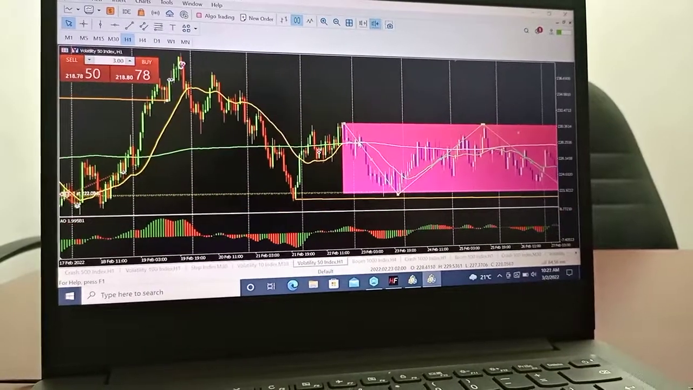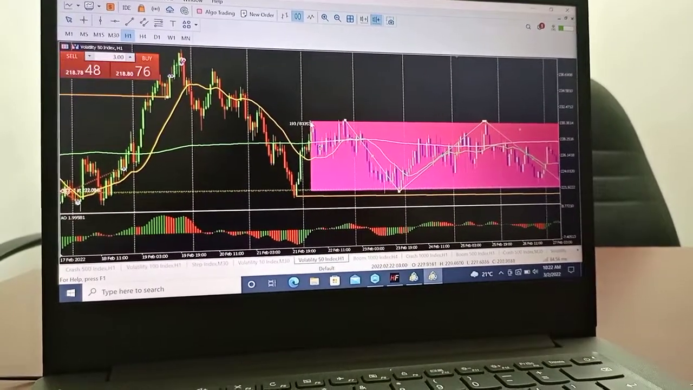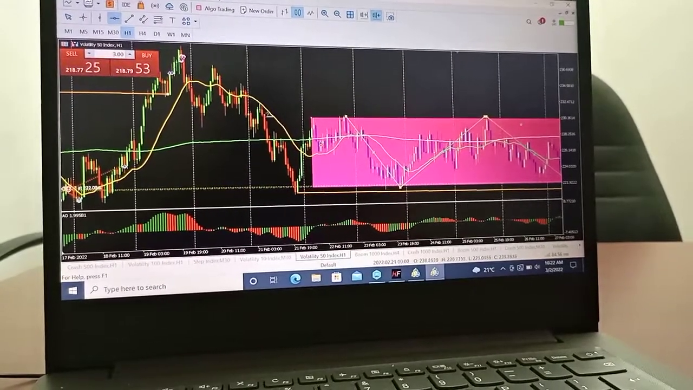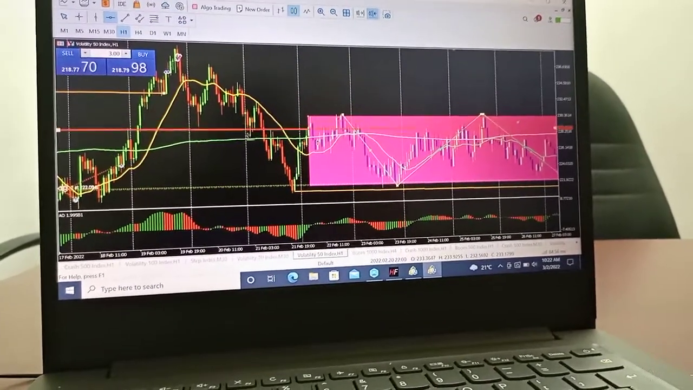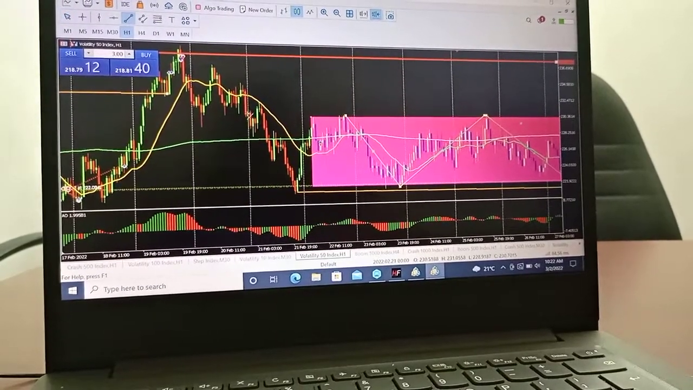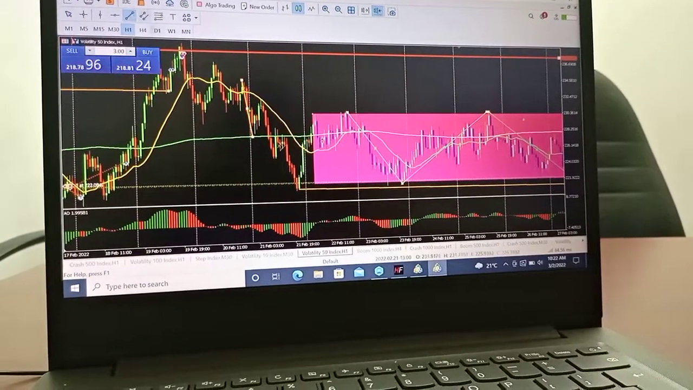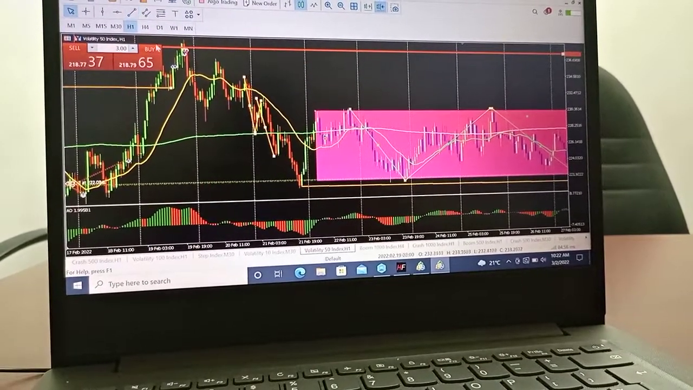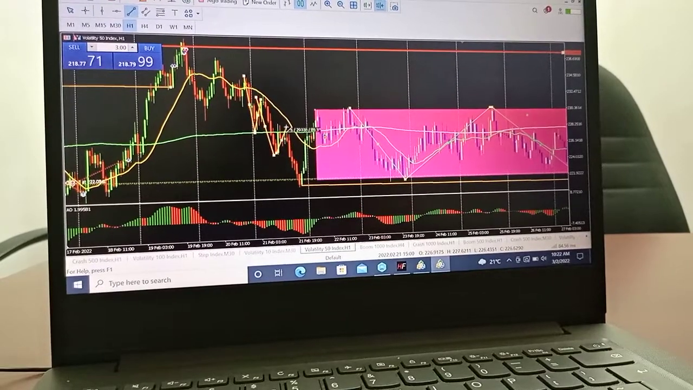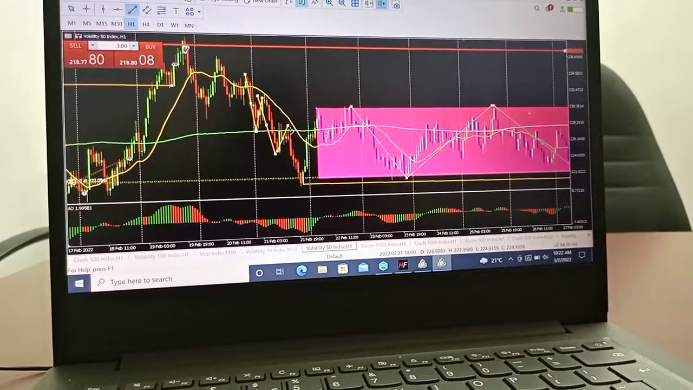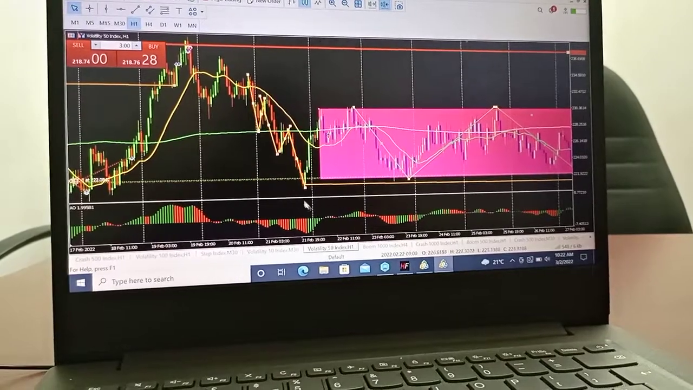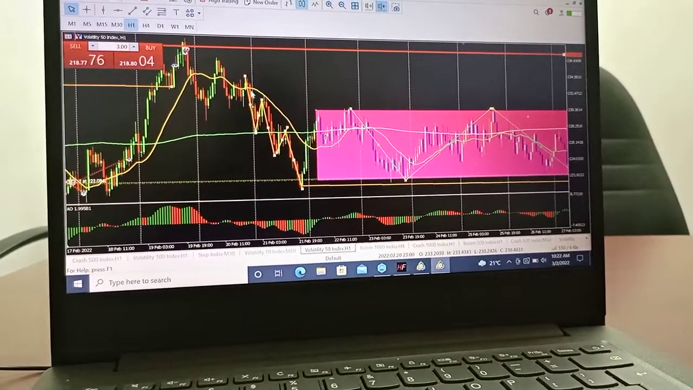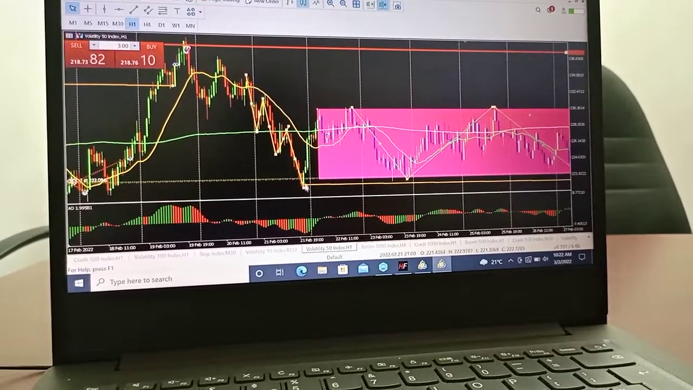But when you go backward, you can see that this market was making lower low, lower high. It was just making lower low, then lower high, lower low, then lower high. That is the thing you need to understand.